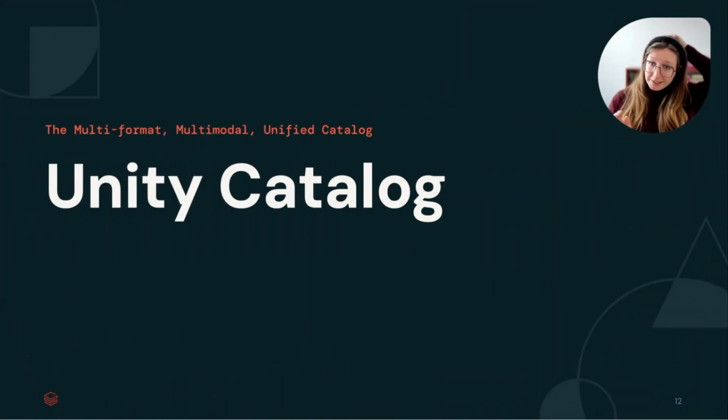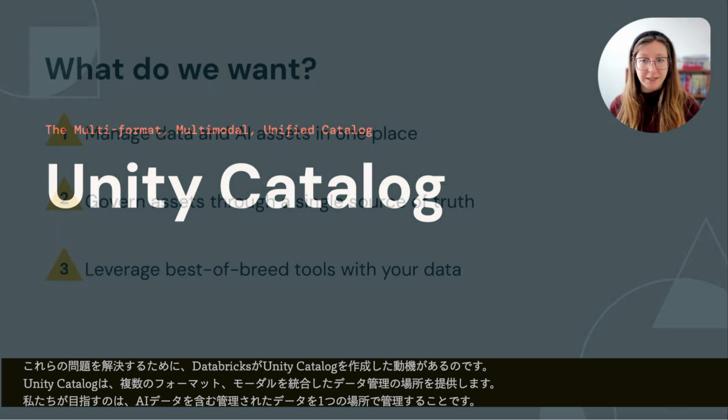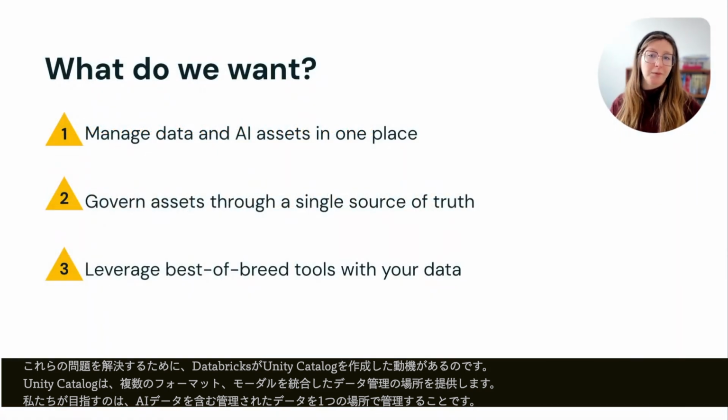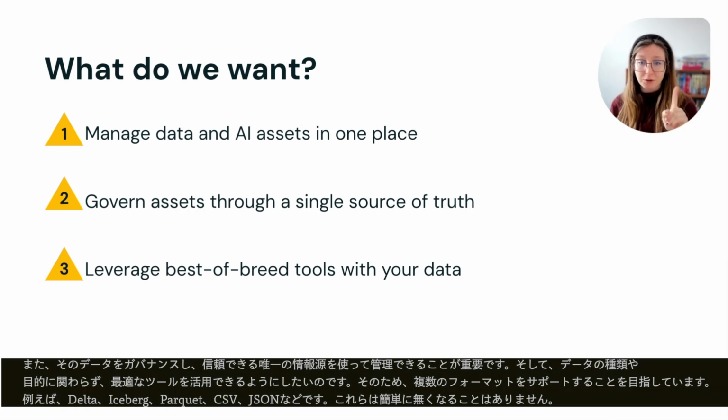Now I'm going to take a moment to talk about Unity Catalog. Everything that I just said was sort of the motivation for Databricks creating Unity Catalog, for having a multi-format, multimodal, unified place for your data. So what do we want? We want data and AI assets managed in one place. We want to govern those assets with a single source of truth, and we want to be able to leverage the best tools for your data, regardless of what data that is and what the job at hand is.